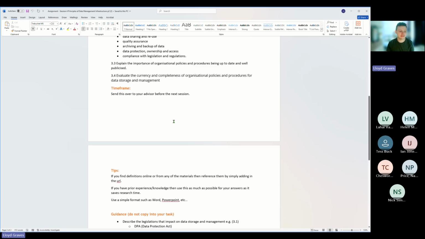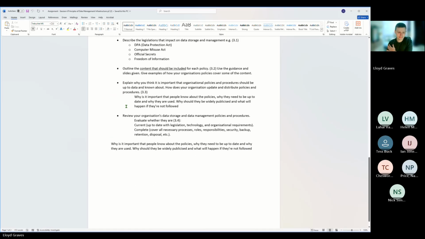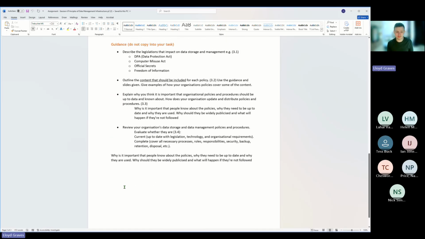And then the last one, 3.4, is evaluate the currency and completeness of organizational policies and procedures for data storage and management. So for this one, you do need to use some sort of organizational policy, and you're reviewing it for those things. What I've said in my notes is, evaluate whether they are current. Current means up to date with legislation, technology, organizational requirements, and things like that. And complete means they cover all the necessary processes, roles, responsibilities, security, backup, retention, disposal, etc.